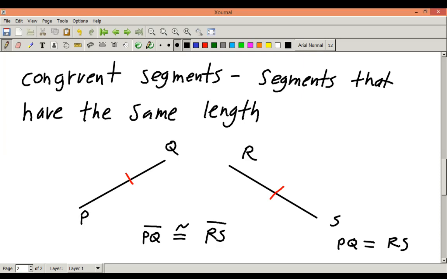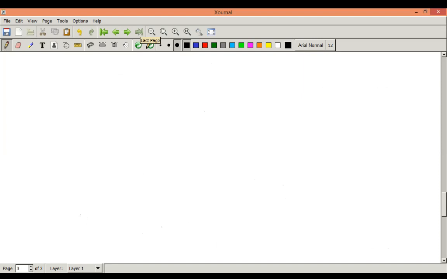Okay, now I wanted to give you that postulate I just mentioned. It has a name actually, the segment addition postulate. We're going to use this a lot on our next two assignments. So this is the segment addition postulate.